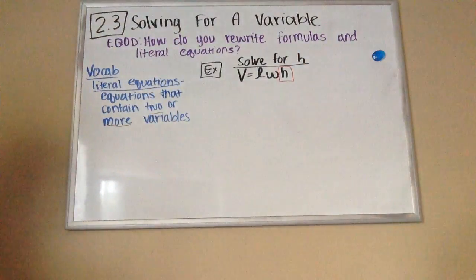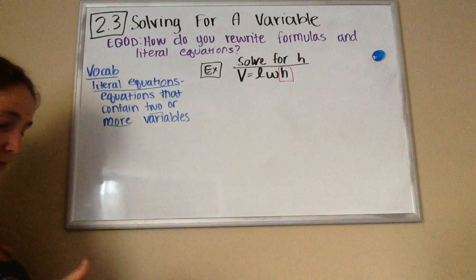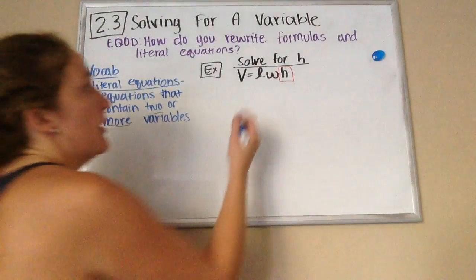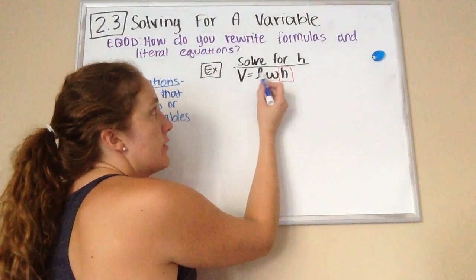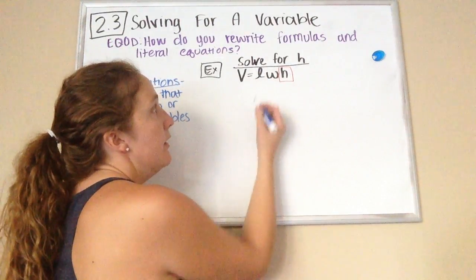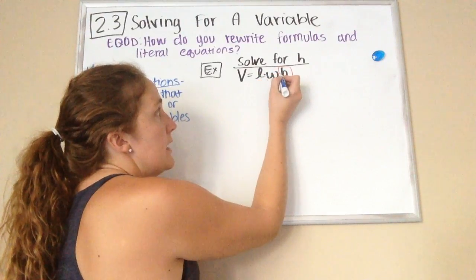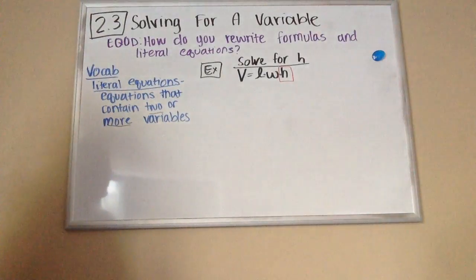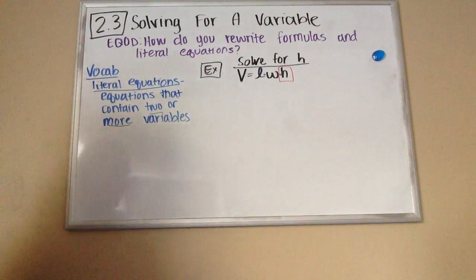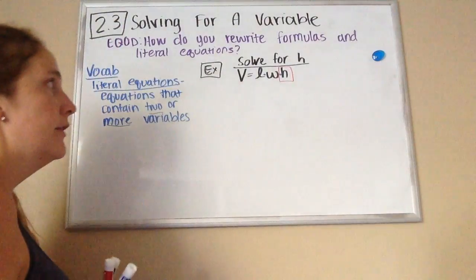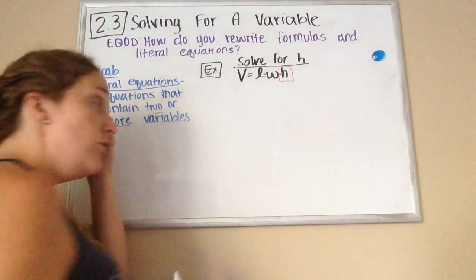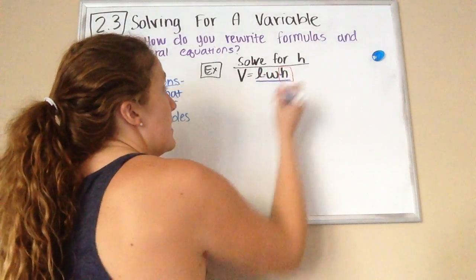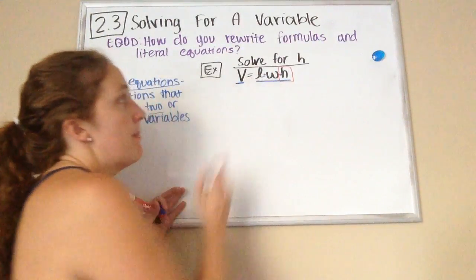Right now it's on the same side of the equal sign as L and W, and that's not what we want. So the first thing we have to do is look and see what's happening between our L and our W and our H. We don't really see any operation in there, but we know that whenever we don't see an operation, it's actually a multiplication. So it says volume is equal to length times width times height. We want height by itself. So in order to undo multiplication, we need to divide, right? And anything that we do to one side, we've got to do to the other.